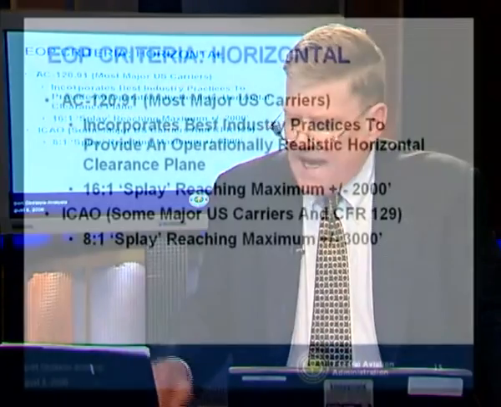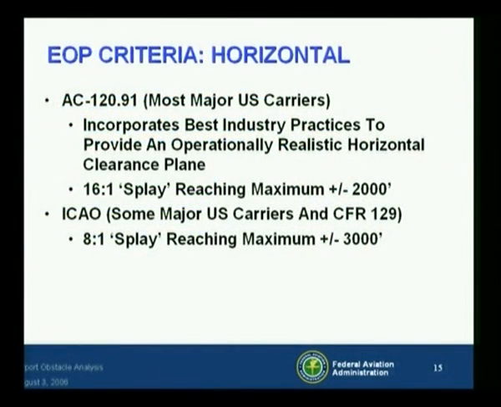This AC fills in the gaps used by most air carriers. It incorporates the best industry practices to provide an operationally realistic horizontal clearance plane, and it provides for something called a 16-to-1 splay, reaching a maximum of plus or minus 2,000 feet. Don't worry about that because I'm going to explain that in a bit. Now, some U.S. carriers and Part 129 foreign carriers use a more conservative 8-to-1 splay, which includes a larger area to protect, and it reaches a max of plus or minus 3,000 feet.